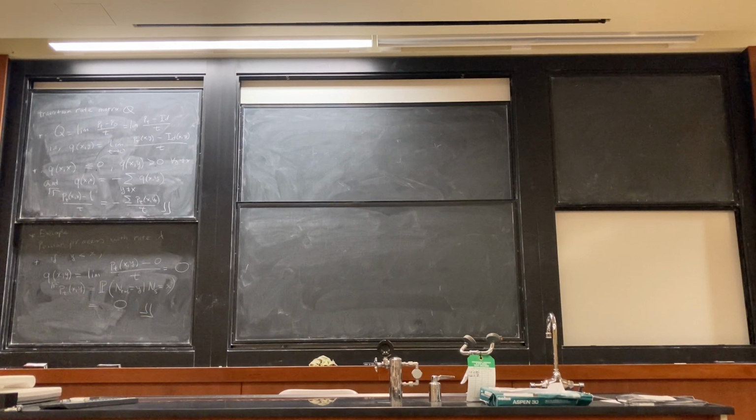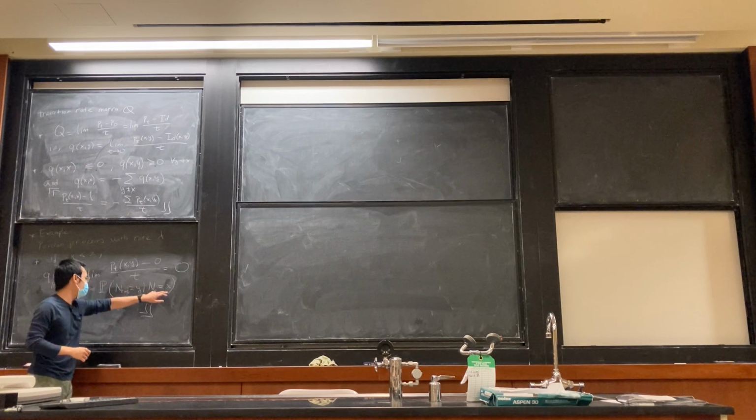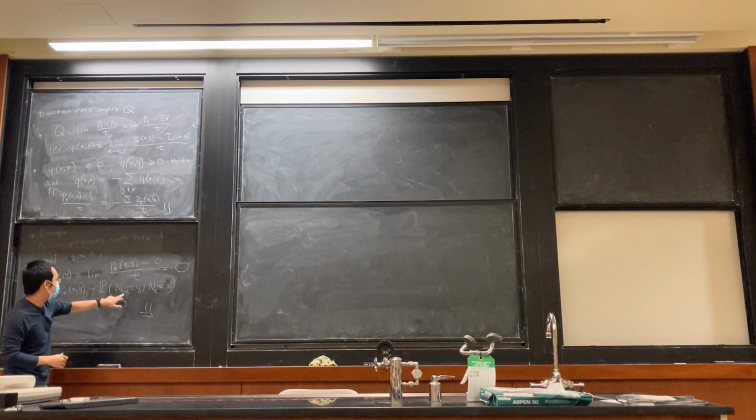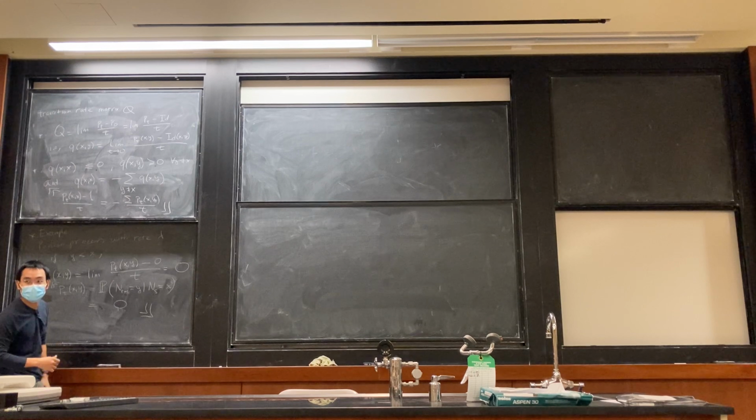No. Because suppose you already have x guests up to time s, then the number of guests up to time t plus s cannot be less than x. So that's why this is 0.